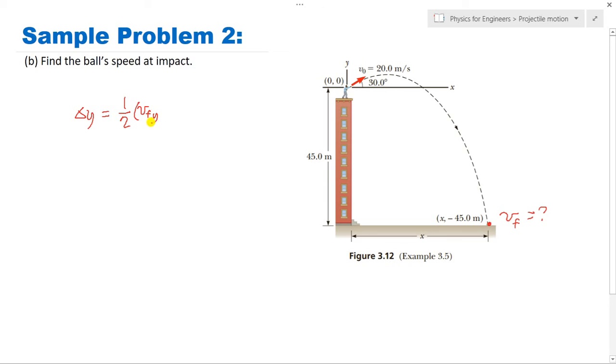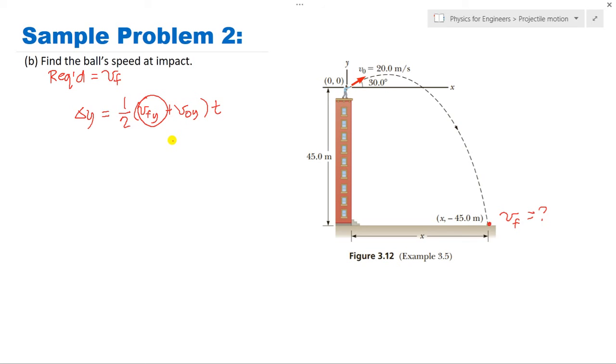V final y, plus initial, so plus V naught y, times the time. Since we all know our time from the previous section, we need to look for the Vfy. Let me note first, so we don't get confused, that the required is VF. The equation gives us just one component of our final velocity, the component along y. So Vfy only here.